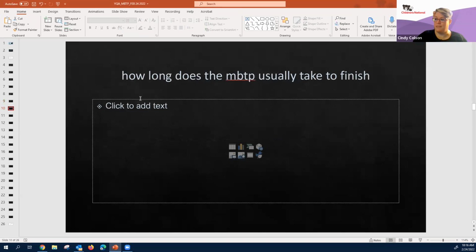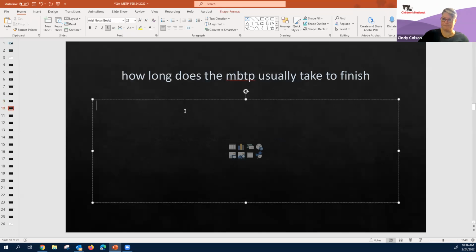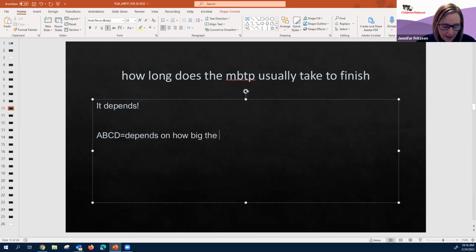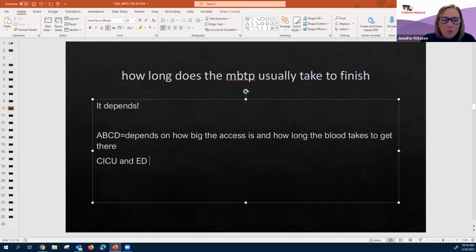How long does the MBTP usually take to finish? I'm going to try to answer this the way I interpret it, because there are 2 ways to interpret this question. How long does it take to get through A, B, C, and D? A lot of it depends on how big your access is and how quickly we can get blood down from the blood bank. If you're in the ICUs or the emergency department, there's a blood refrigerator in the CICU and in the ED, so you can get started on pack A right away. And pack B, that's one of our PI metrics, is to look at how long it takes to get the blood cooler down in order to start pack B. We should be able to do that rather quickly.